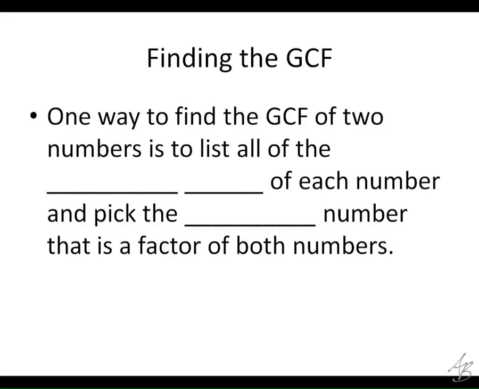So real quick, let's go through what we did here. One way to find the GCF. This is what we just did. So if we want to find the GCF of two numbers, we want to list all of what first? The factor pairs. All right, so we're going to start by listing the factor pairs of each number and then pick which one? Fill in this blank here for me. The greatest, yeah, or the biggest, or however you want to say it. But we're going to pick the greatest number that is a factor of both numbers.